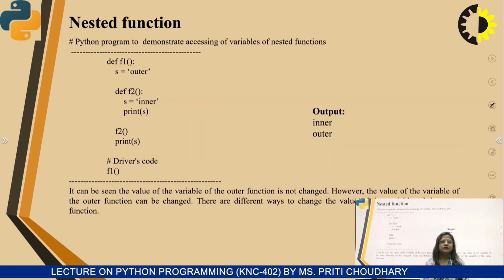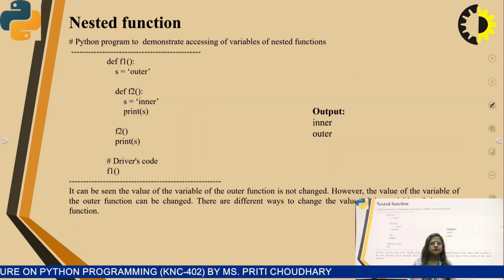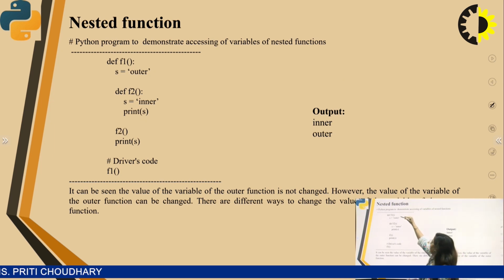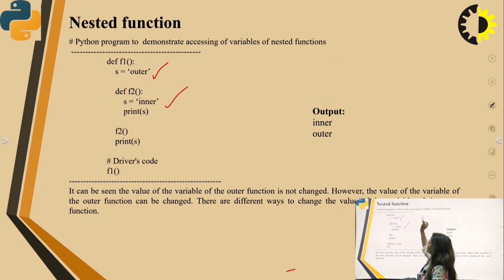Now, nested function. Here is another example of a nested function: a Python program to demonstrate accessing the variable of a nested function. First, def the first function, and the string is used as outer. Here the second function is used, and then the string is inner. Print s is the output.